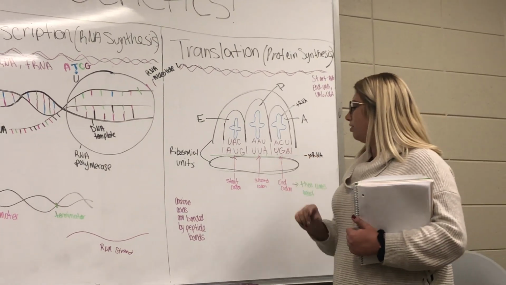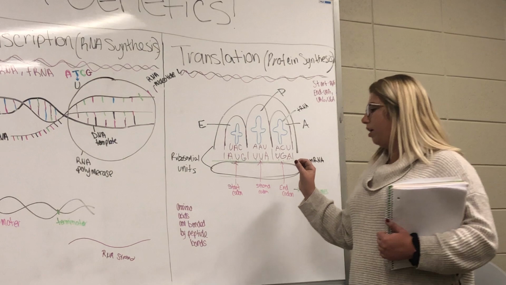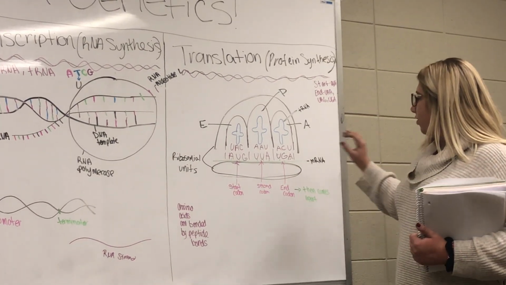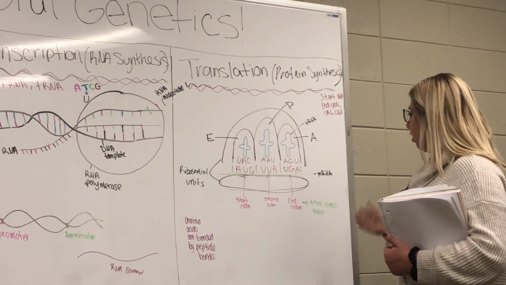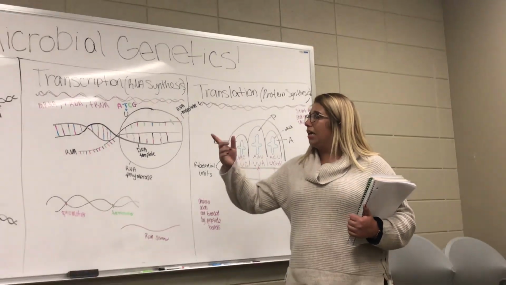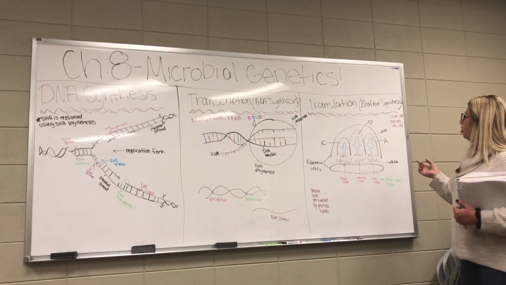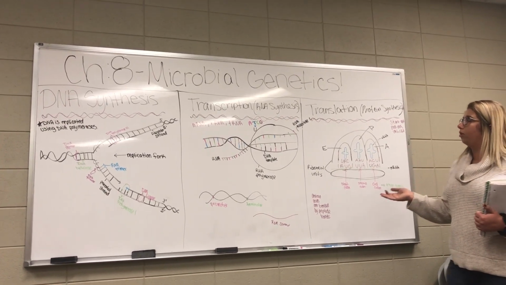So then when these amino acids come together, like I said earlier, they are connected with peptide bonds to form a protein. So after it's done and the protein is made and it comes to an end codon, the parts will then come apart and go back their different ways. So I've reviewed DNA synthesis, transcription, which is RNA synthesis, and then translation, which is protein synthesis, all three processes that are part of Chapter 8 Microbial Genetics.